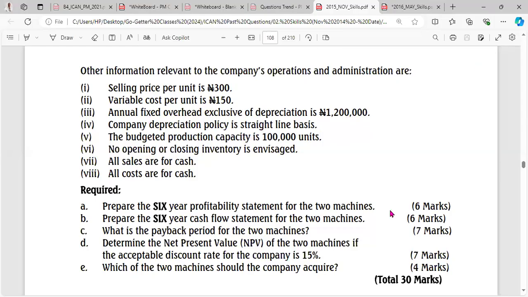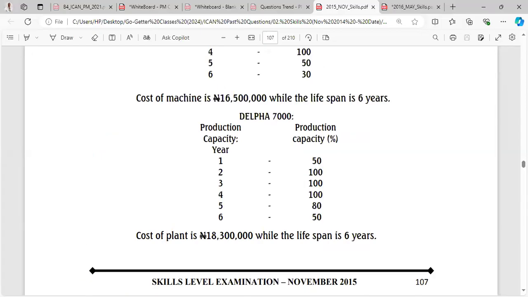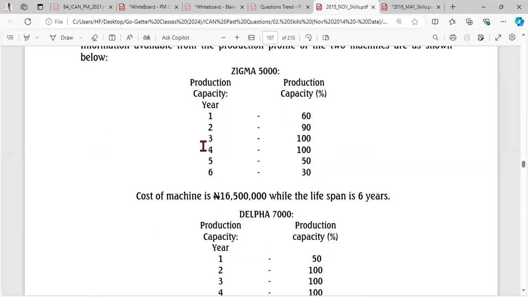Depreciation is how many years? And they are telling you 6 years. This is 6 years. Okay, so it means that they've given you figures. This is the capacity for each of the years: 60% capacity, 90% capacity. So you need to use this capacity to know which quantity.